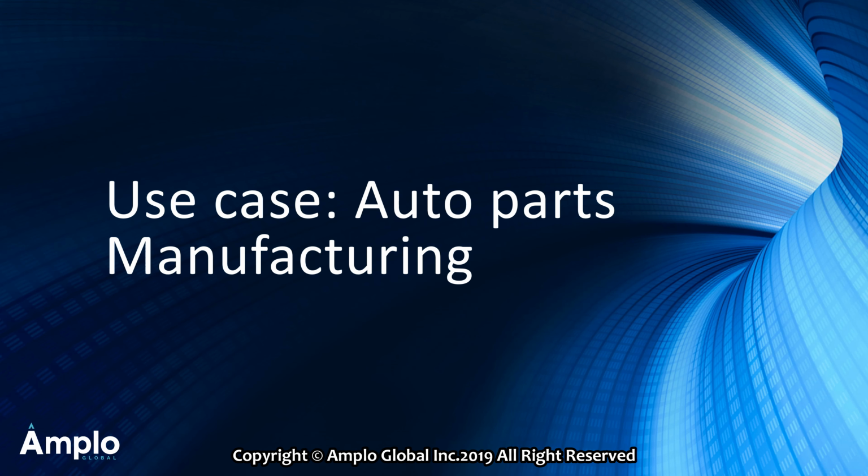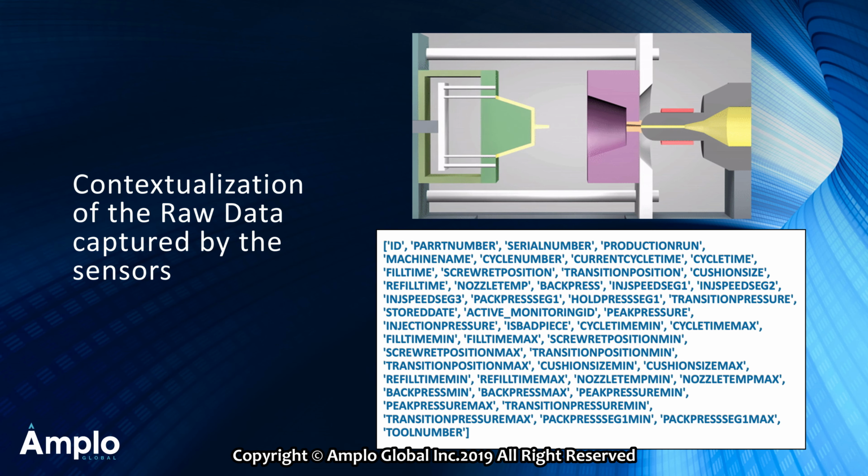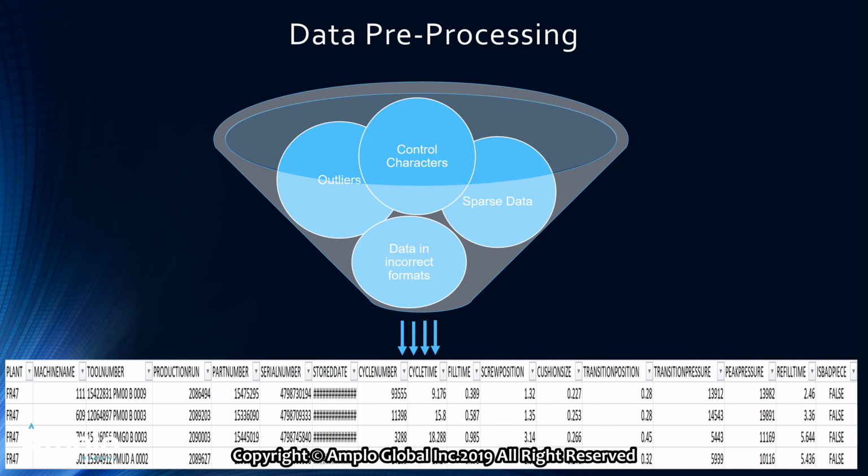Here we will demo a use case for an application of SQAAS in injection molding of automotive parts. We start by contextualizing the data to the machine components and map the data captured from the sensors to the injection molding process. We then filter out the imperfections or abnormalities to clean the data and feed it into the machine learning model.